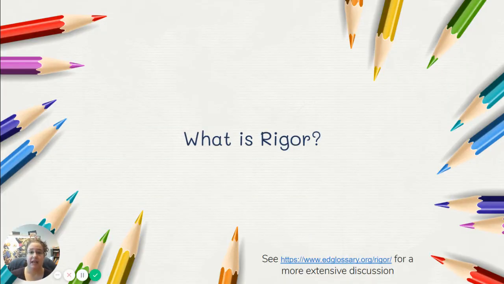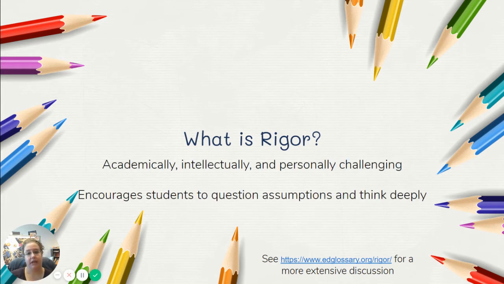So, what exactly is rigor? It is academically, intellectually, and personally challenging to the student, and it encourages students to question assumptions and think deeply. Too often when we talk about rigor, we just say, well, this is not hard enough, or it's too hard. What does hard mean? I think when we think about that second statement of questioning assumptions and thinking deeply, we get to a definition of rigor that is really more meaningful as we construct success criteria.